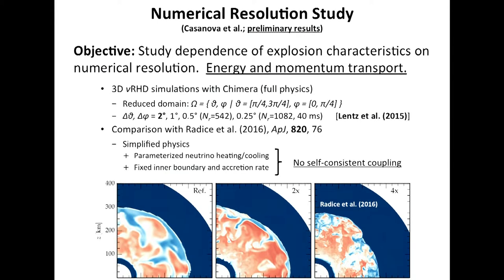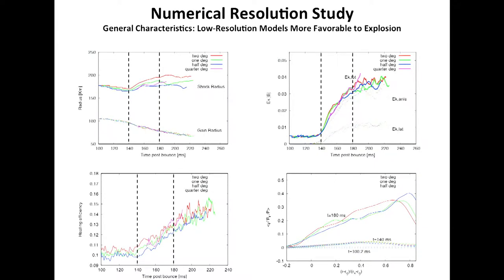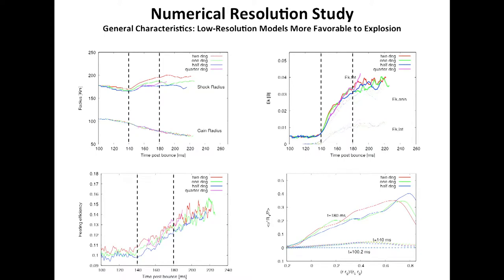So we've run models in a reduced 3D domain using a variety of angular resolutions. And this resolution here is what we used in this 3D simulation that I just showed. As we increase the resolution, we see that the average shock radius is decreasing, and this leads to a higher heating efficiency. If we look also at the kinetic energy, on average, the low resolution model has higher kinetic energy than the higher resolution model. And if we look here at the Reynolds stresses, at the different times during the simulation.